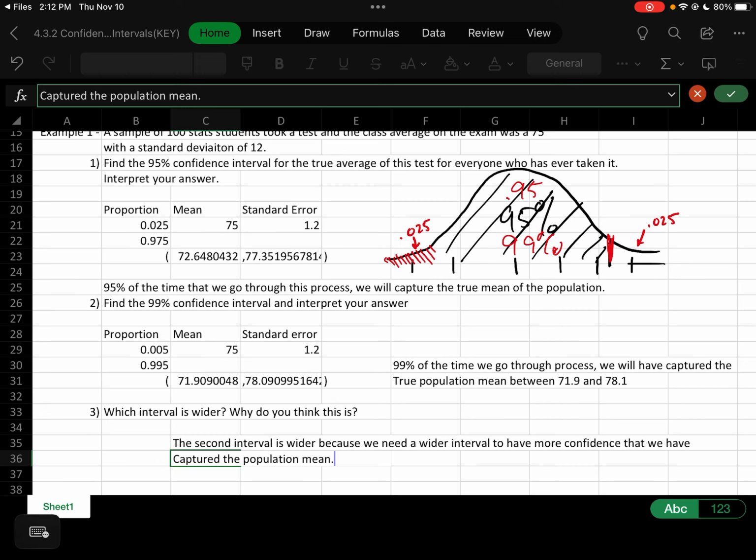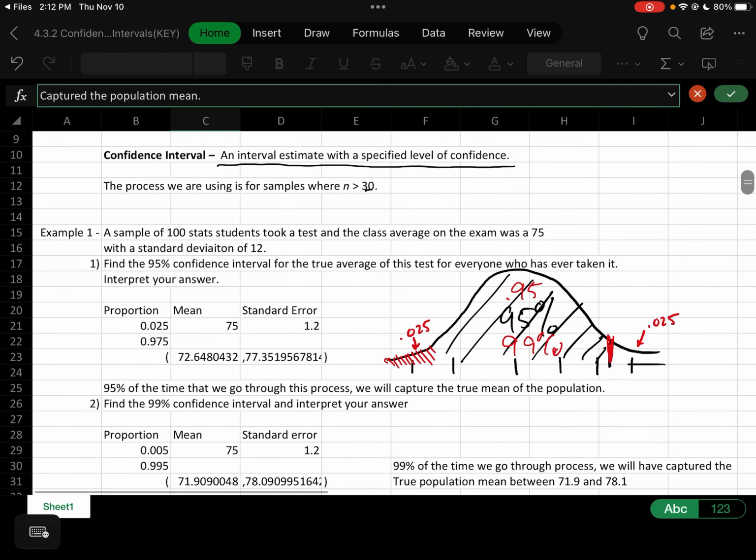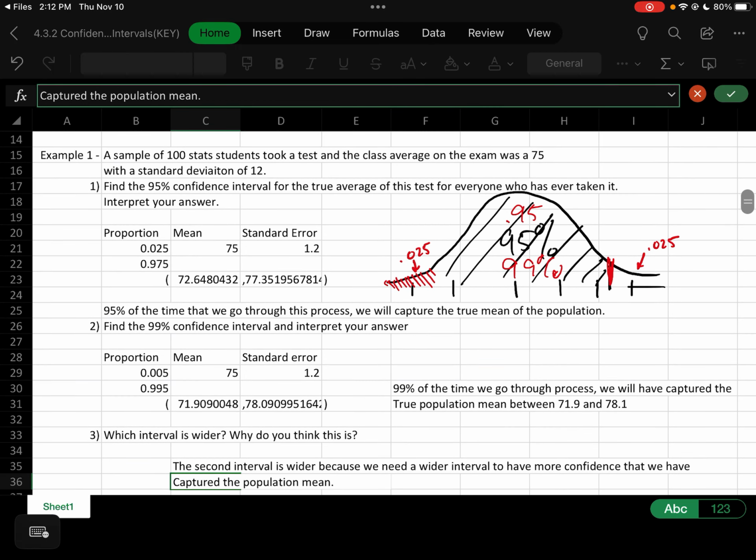All right, so that is our introduction to confidence intervals. We're going to come back in the next video and do an example that reviews hypothesis testing for large samples, and we'll actually use a confidence interval to show how finding a confidence interval and doing a hypothesis test are actually one and the same.